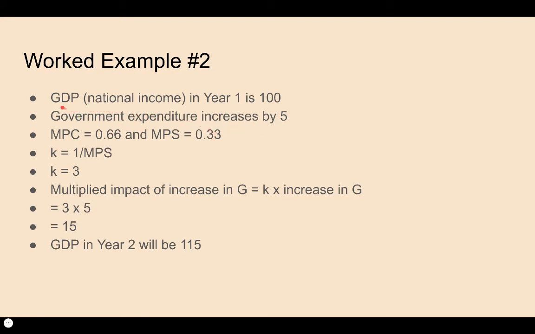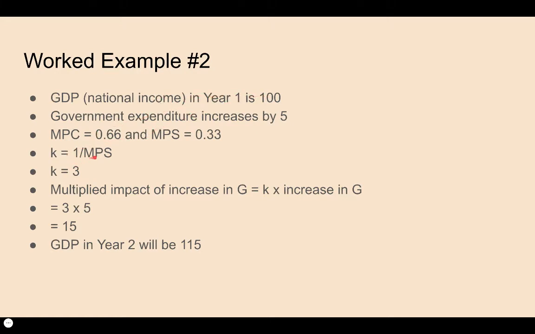So in this instance, GDP in year 1 is 100, and government expenditure increases by 5. This is our change in aggregate demand. MPC equals 0.66 and MPS then must equal 0.33. What information have we got here? We've got the initial income, we've got the change in aggregate demand, and if we've got MPC, we can work out K. So we need to work out what is going to be the change in that national income.